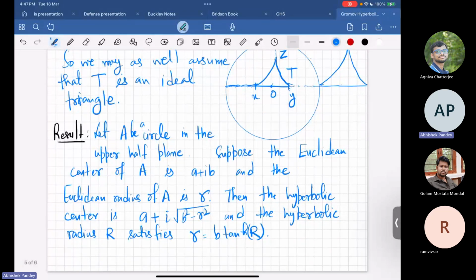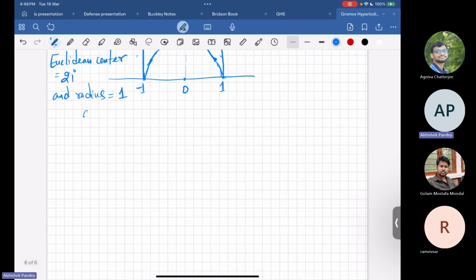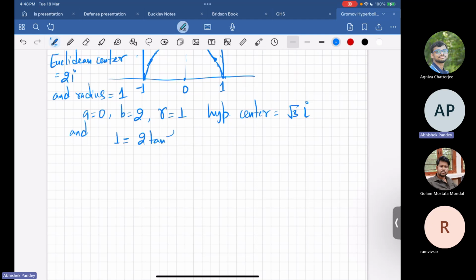Now use this formula. This formula says that if we have a center a plus ib, then basically we have a equals 0, b equals 2, r equals 1. So the hyperbolic center is basically root 3 i, and the hyperbolic radius will satisfy 1 equals 2 tanh r.